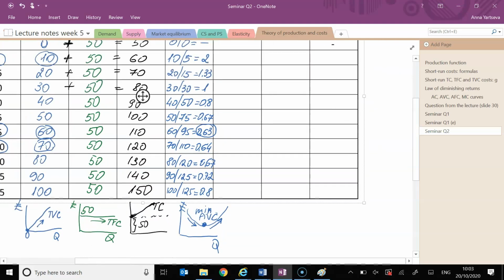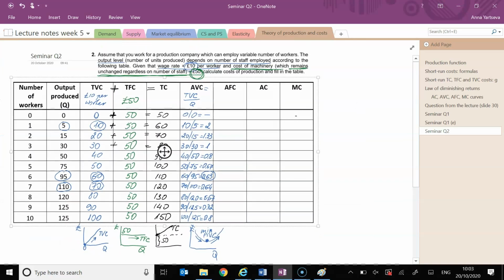You can see this from the numbers. They decline, reach some minimum, and then start to increase. Any questions at this stage?